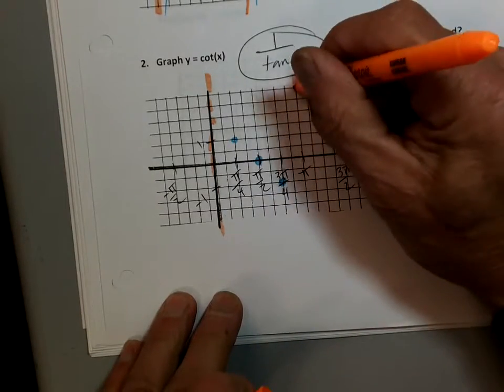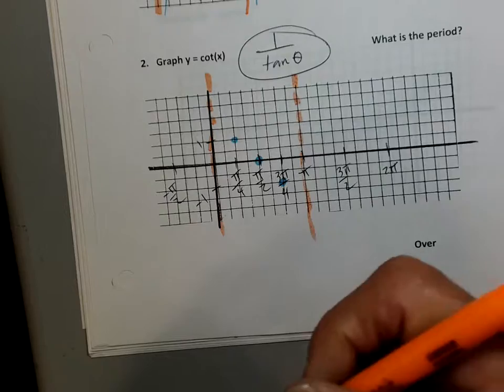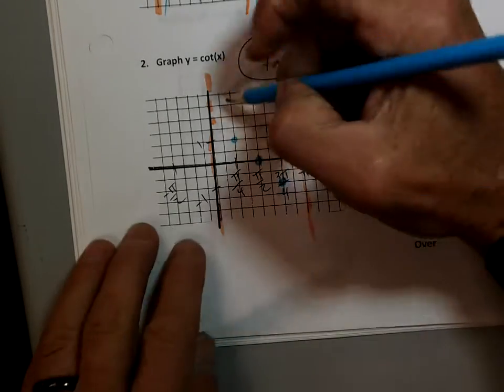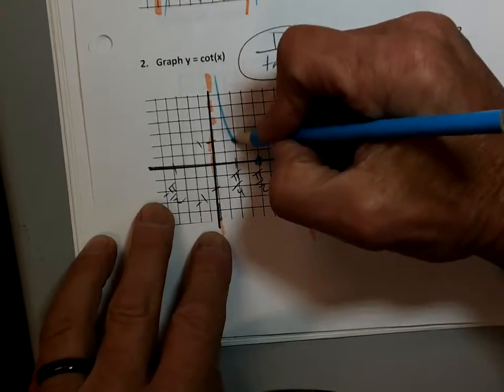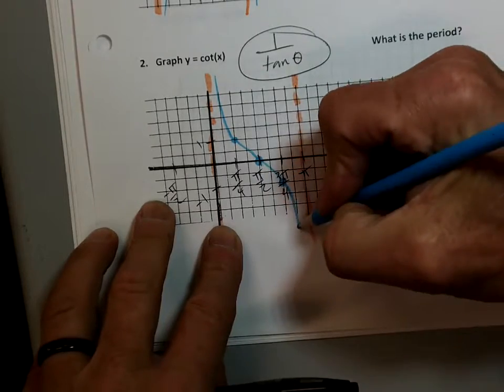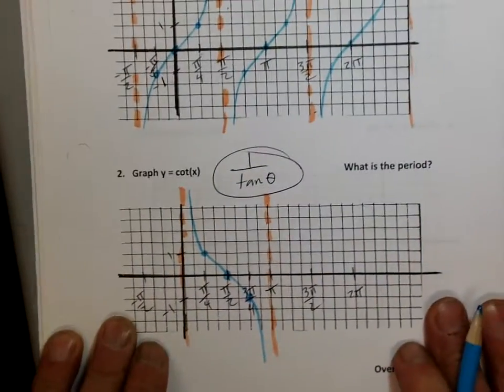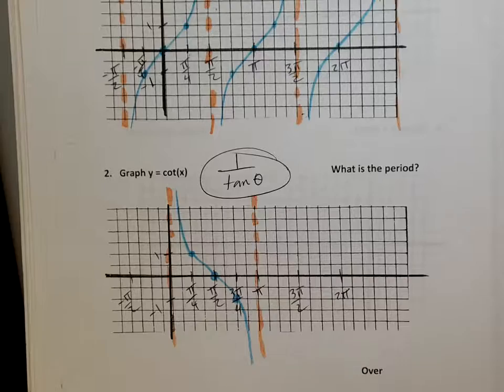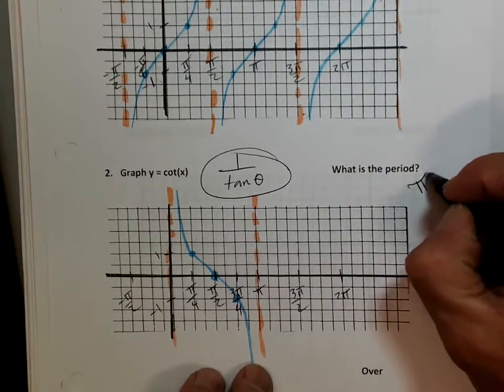Does that make sense? So what does the cotangent graph look like? Looks like this. And it is kind of the opposite of tangent. Okay, so it looks like that. So what's the period? It's pi. Yep. Period's pi. That's how wide this graph is.